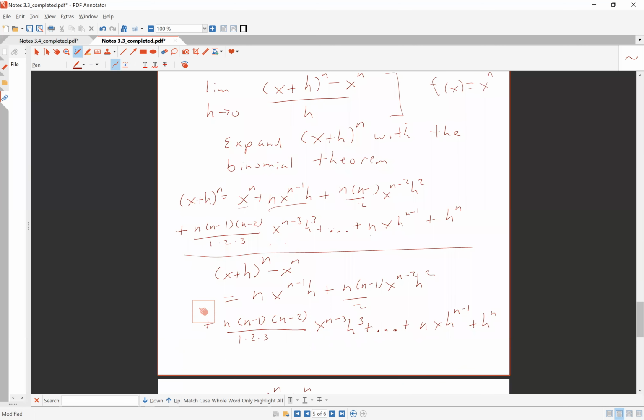Okay, so what's left? Every other term has some factor of h in it. So x plus h to the n, and then you subtract off x to the n, we're right here, and then you get n times x to the n minus 1 times h, and that's h to the first, right? And we're going to be dividing by h. So then it's plus n times n minus 1 over 2, x to the n minus 2 h squared, and so forth. And then you're going to divide by h.